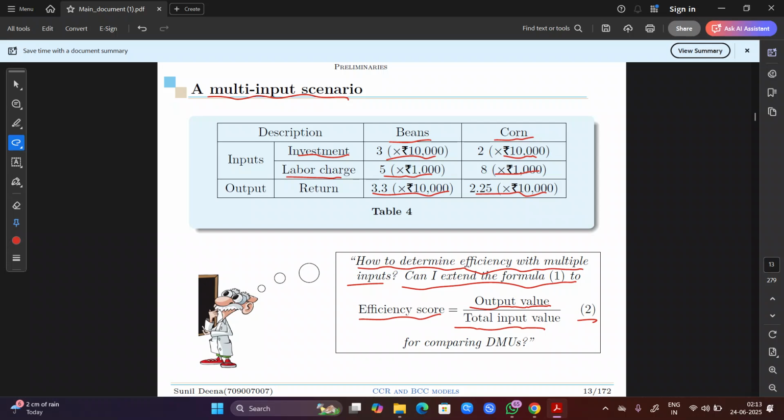Now what to do? How to add these two inputs? For beans, the first is 3 into 10,000, and the labor charge is 5 into 1000. First we have to convert all the units to the same. I will convert this 5 into 10,000 only. At present it is 5,000, so it is 0.5 into 10,000, and 8 will become 0.8 into 10,000. Then all the units and currencies match.